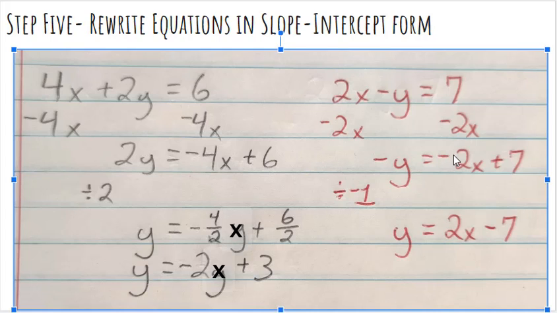So this negative divided by a negative is a positive. 2x divided by 1 is 2x. This positive divided by a negative is a negative. 7 divided by 1 is 7. Okay, so now we have both of our equations rewritten in y equals mx plus b, or slope-intercept form.